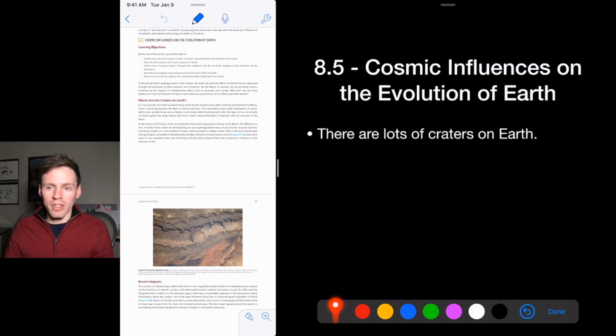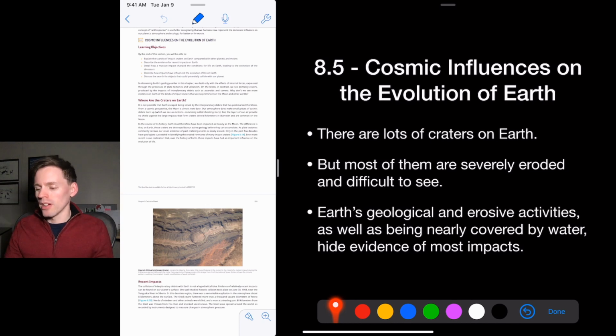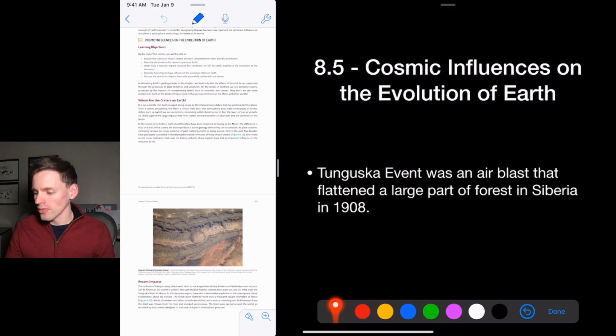So there's lots of craters on Earth, actually, but most of them are severely eroded and difficult to see. We have rain and wind and volcanoes and earthquakes and all sorts of stuff to erase the activity or hide it. And most of our planet's covered in water, so if an asteroid hits water, it doesn't leave a mark. This is an example of a crater in Algeria. There's an example in Siberia, the Tunguska event.